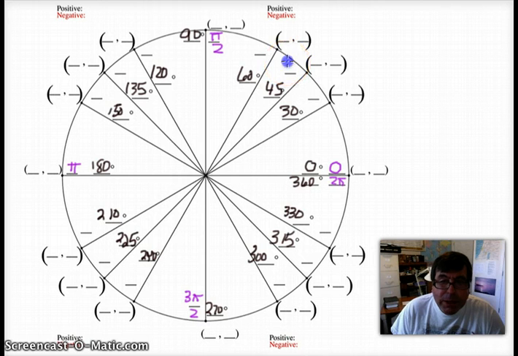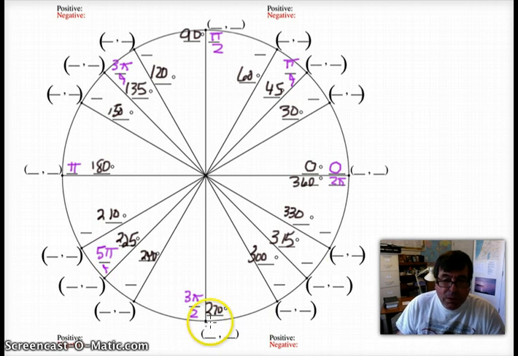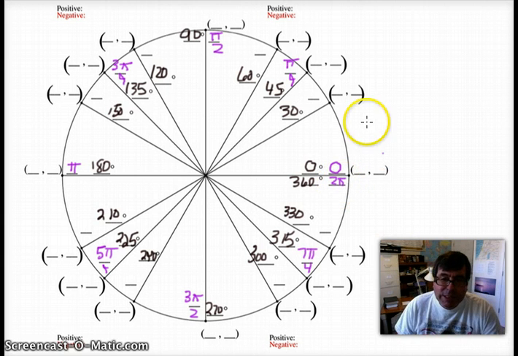This would have to be pi over 4. This would have to be 3 pi over 4. 4 pi over 4, which is just pi. This is 5 pi over 4. 6 pi over 4. 7 pi over 4. And this is 8 pi over 4, which is 2 pi. All right, now let's go up by 6. When I say by 6, we're going up by 30 degrees, which is pi over 6.